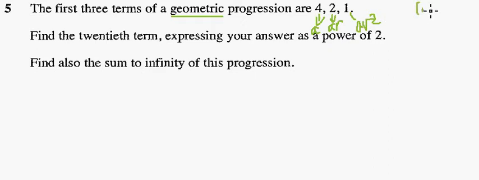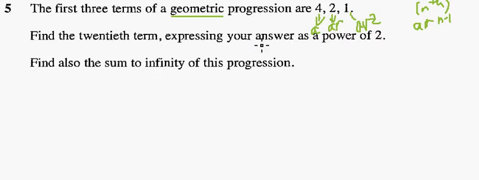And in general, the nth term will be a times r a second time times r a third time, and so on. So it'll be a times r to the n minus 1, because the first one is obviously a times no r, the second one is a times r to the 1, the third one is a times r squared, the fourth one is a times r cubed, and so at any point it's a times n minus 1 lots of r's.